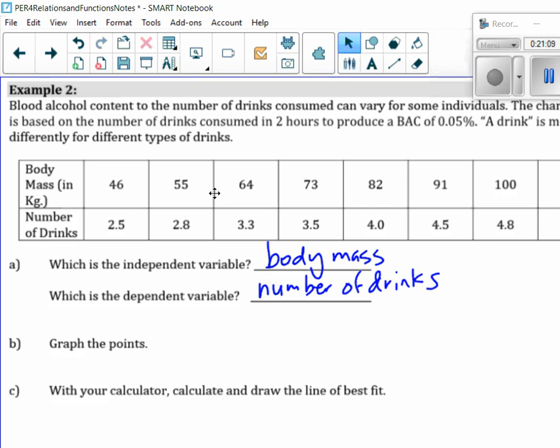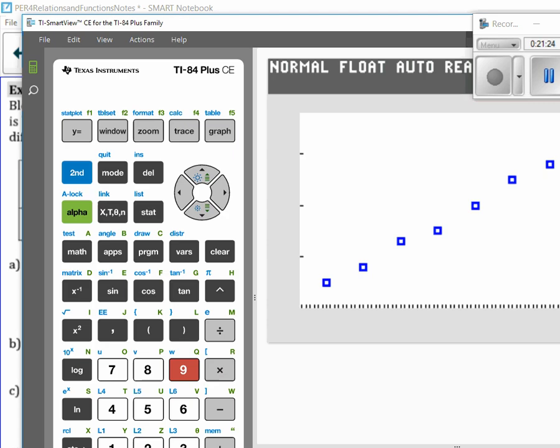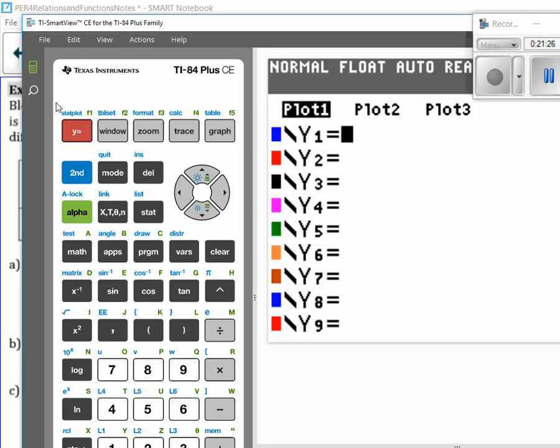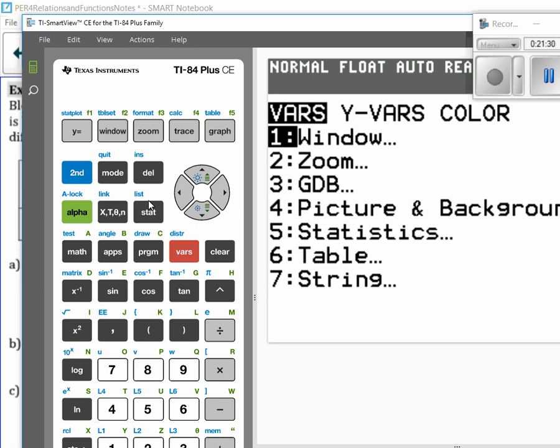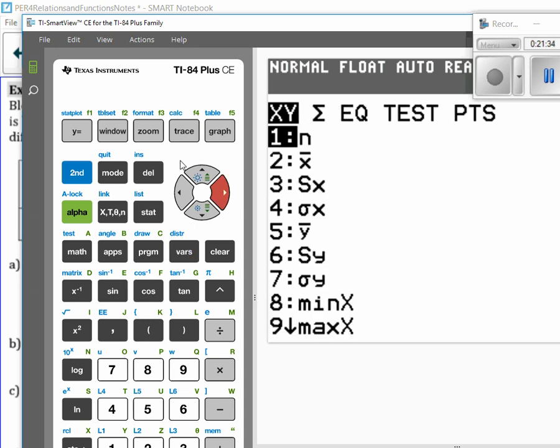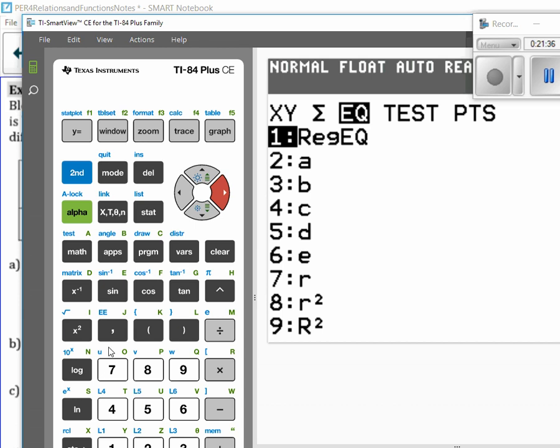Okay, so do you remember how to get the line that best fits? Remember, we go to our y equals. Oops. We go to our y equals. We go to our vars. We go to statistics. We go to EQ. And we go to reg E.